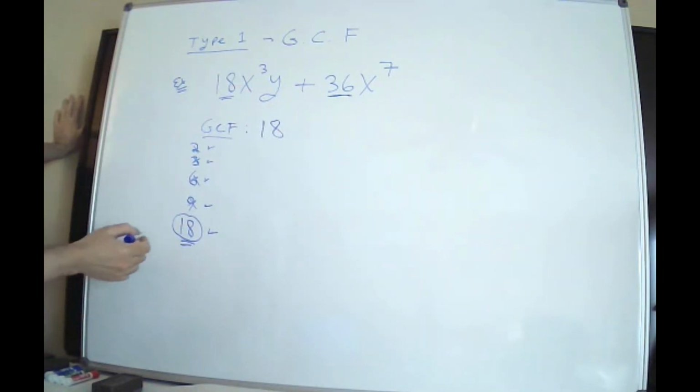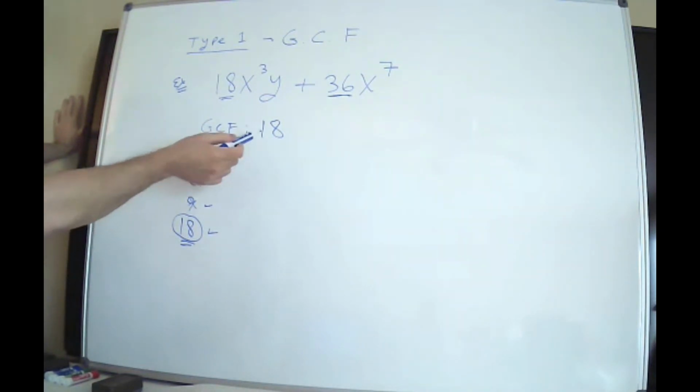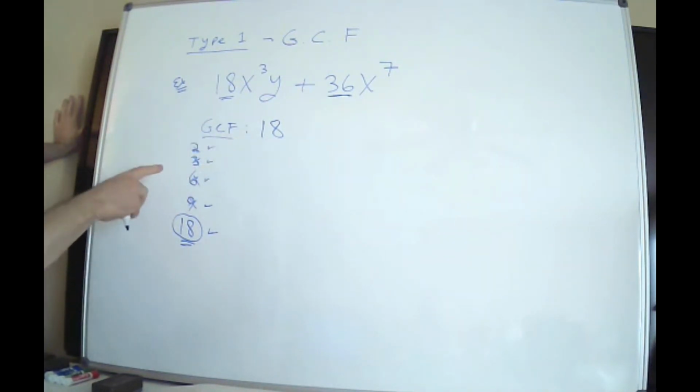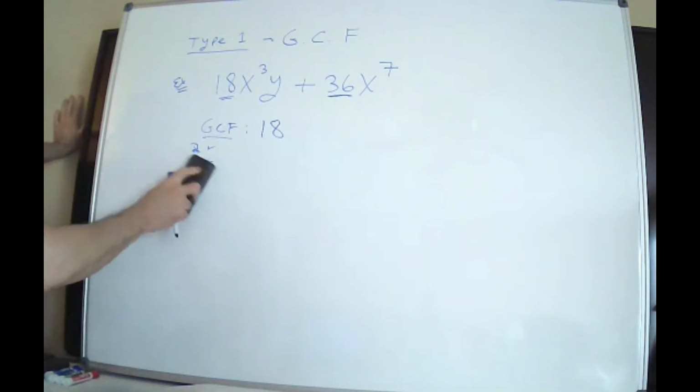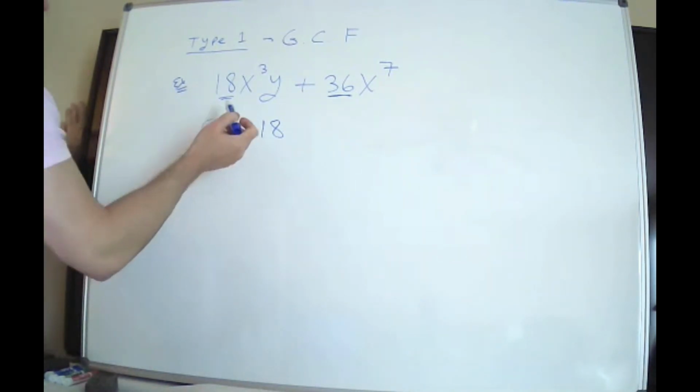You have to be super careful. I mean, they're both divisible by 6 and 9. So it's really easy to screw up and pick one that's not big enough. And I'll show you what happens if you do that. So that's that part. Now you have to do the letters.